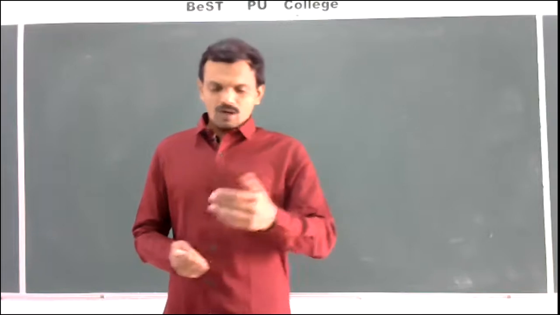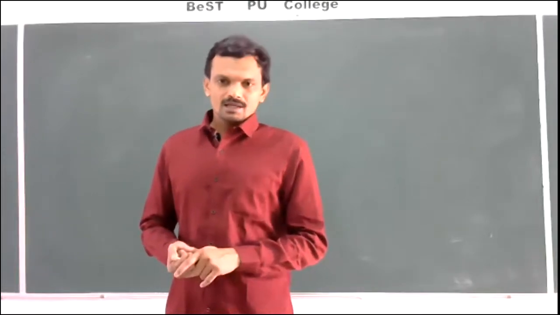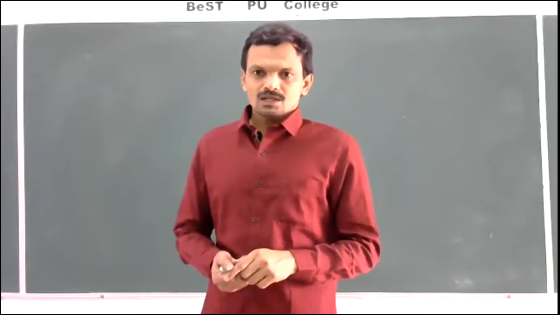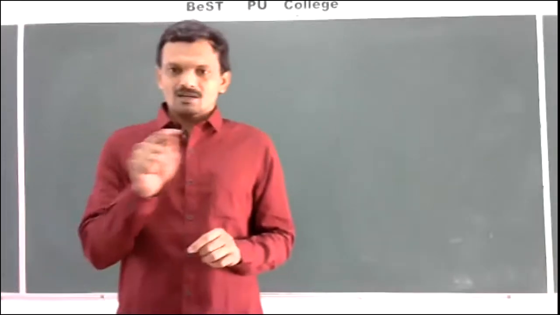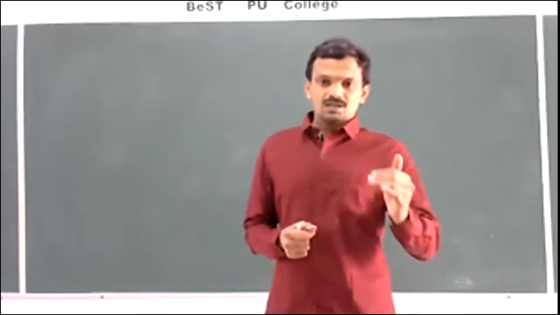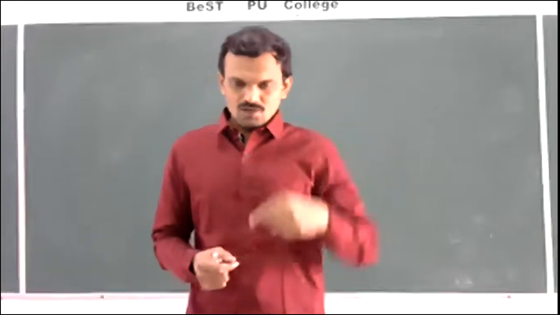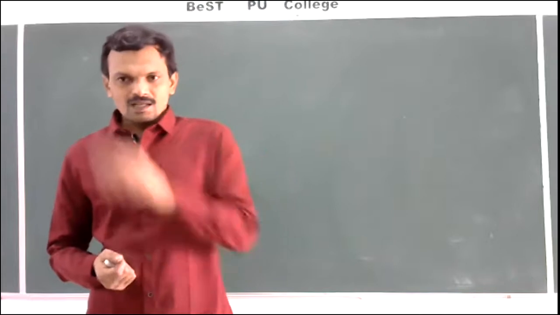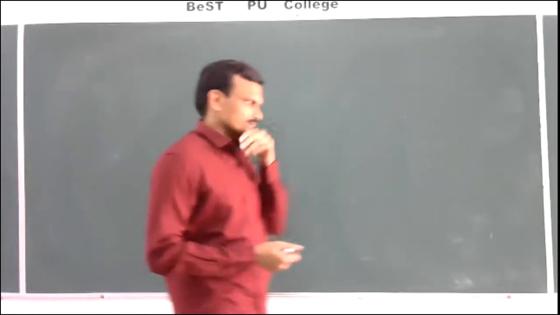Then Bohr derived some expressions to calculate the radius of the orbit, the energy of the orbit, the velocity of the electron in a particular orbit, and the time period of the revolution. Meaning, for one revolution, how much time it will take for an electron, and in 1 second, how many revolutions are made by an electron.